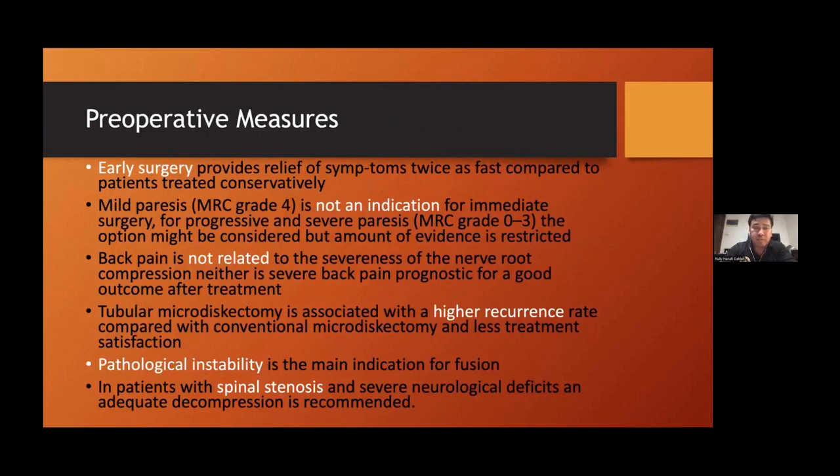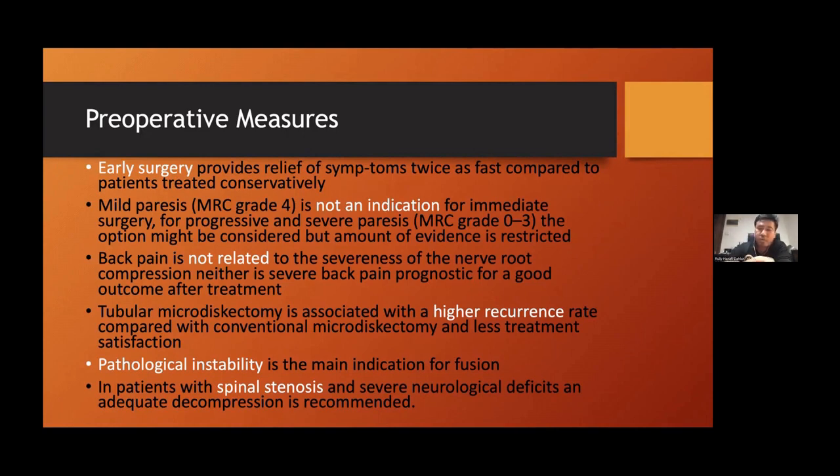And preoperative measure: early surgery provides relief of symptoms twice as fast as compared to patients treated conservatively. So surgery is still the best, but only if it has its indication. Paresis, somehow, is not an indication for immediate surgery. For progressive and severe paresis, the option might be considered, but the evidence is restricted. And back pain is not related to the severity of the nerve root compression, and neither is severe back pain prognostic for a good outcome after treatment.